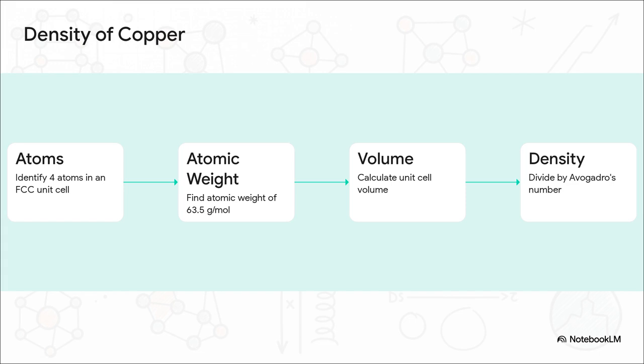Step 1, we count the atoms. Even though atoms are shared with neighboring cells, the math breaks down to exactly 4 whole atoms assigned to one FCC unit cell. Step 2, grab the atomic weight of copper straight off the periodic table, which is 63.5 grams per mole. Step 3, we calculate the volume of that microscopic unit cell using just the radius of a single copper atom, which is a tiny 0.128 nanometers. Step 4, we plug all this into our density equation, dividing by Avogadro's number to scale the whole thing up from individual atoms to grams.